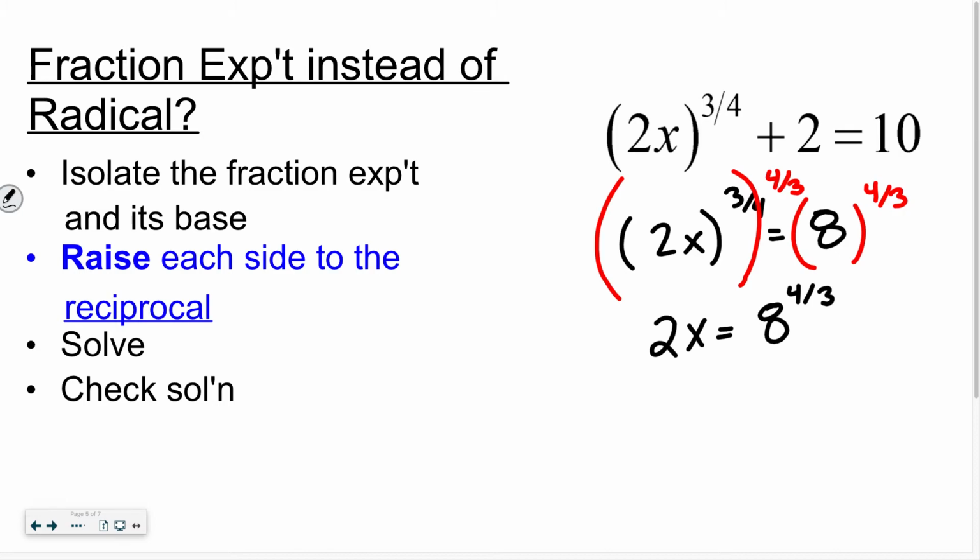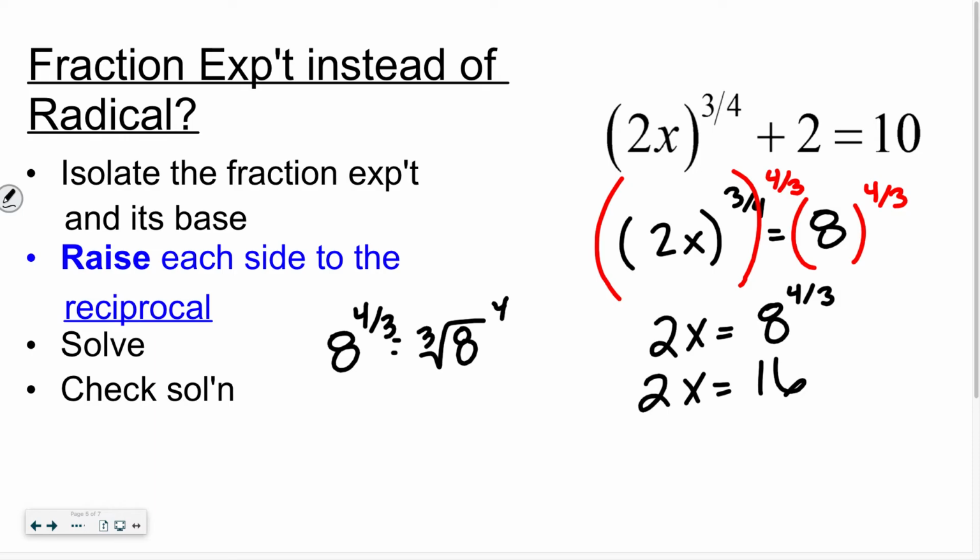This is where it gets tricky. This is an odd root, right? So when you do the cube root of 8, there really is only one answer, isn't it? 2. Because -2 times itself an odd number of times would be -8. So there really is only one answer there. It's going to be 2 to the 4th, which is 2x equals 16. For sake of notes, I'll put 8 to the 4/3 over here. That's the cube root of 8 to the 4th. That's 2 to the 4th, which is 16. So you're doing that work. And then the last step is divide by 2. So x equals 8.